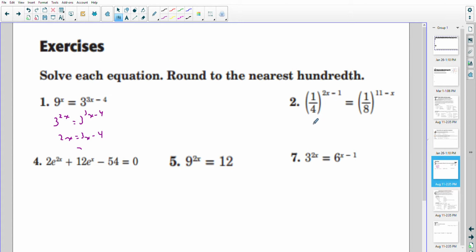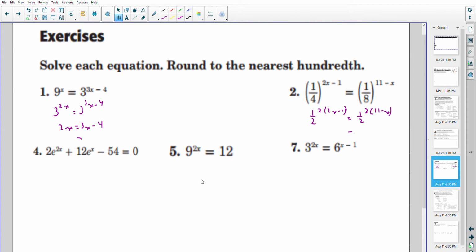Same idea here. You could do everything in terms of 1/2. So this is going to be 2 times (2x minus 1), and this is 1/2 to the third power. Again, real important to use the distributive property on the exponents to equate them and then solve for x.